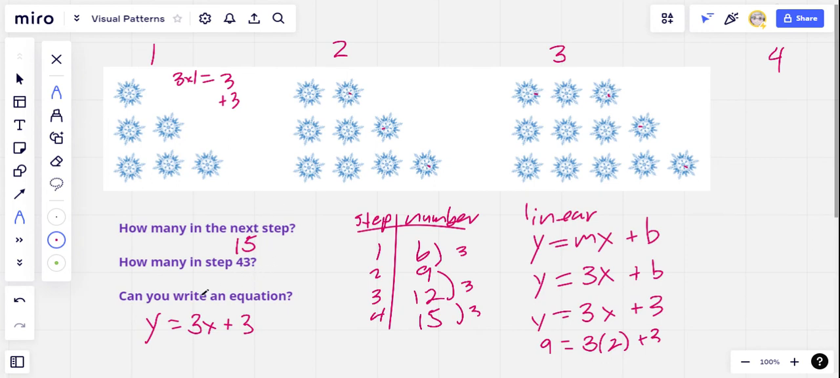Now, how many in step 43? Well, if we've got an equation that works, that should be pretty simple. We just put in 43 for the step number. So 3 times 43 plus 3. So what's 3 times 43? I'm going to do that one in my head. So 3 times 40 would be 120, and 3 times 3 would be 9. So that's 129 plus 3. So that is 132 for the number in step 43.